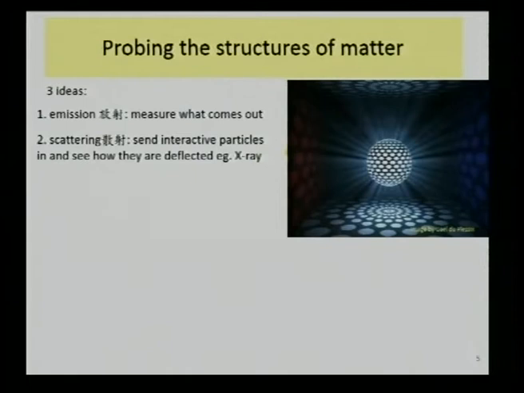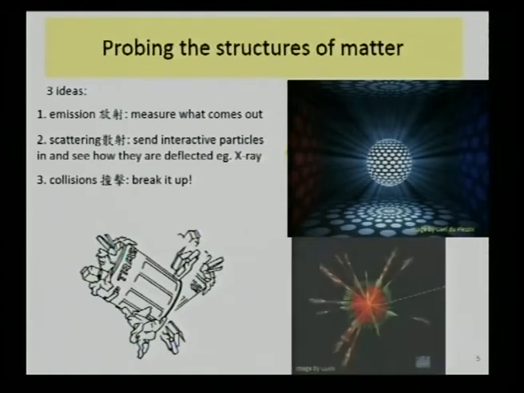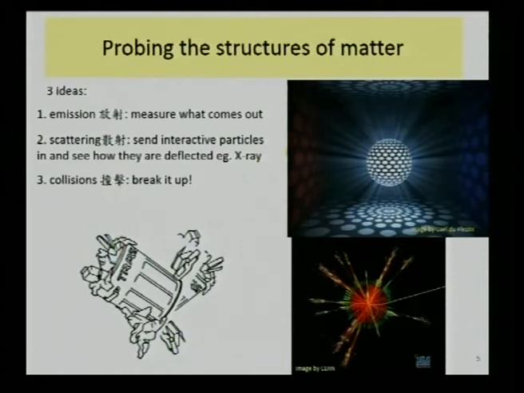Second way, if you're not satisfied, you can shoot some particles in. And some of these particles will then be scattered by the content of the object you want to study. So that's scattering. And by recording the scattering pattern, you might be able to reconstruct what's inside there. Third way, the most violent way, let's just break it up. So let's do collisions. We bang two garbage cans together, destroy the cans, and see what's inside. That's pretty much what we're doing at the Large Hadron Collider. So we bang together protons at high energy to look inside them. We will cover examples using all three ideas.